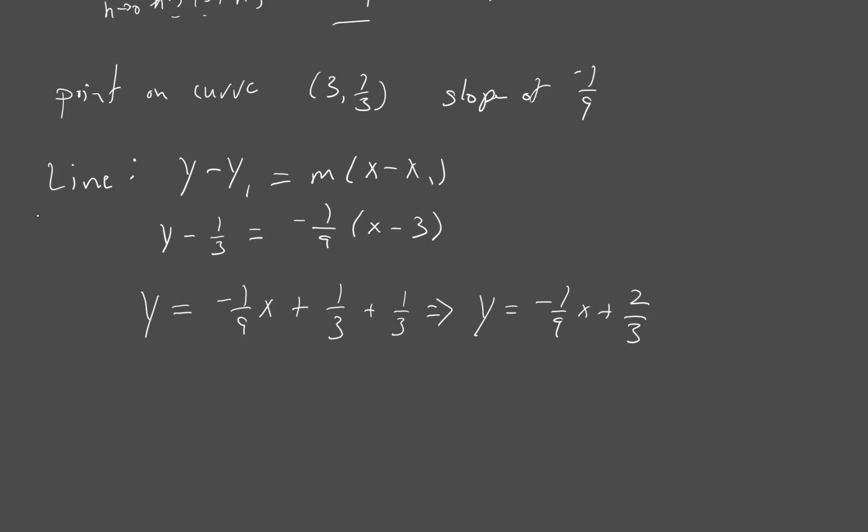And if I plug 3 in, I should get a 1/3 out. If I plug in 3, that's a minus 1/3. 2/3 minus 1/3 is a 1/3. So yeah, that works out for me. So there's my tangent line. Okay, so we use the derivative to get the slope. We use the function itself to get the point. And then using that, we can find the equation for the line through that point.